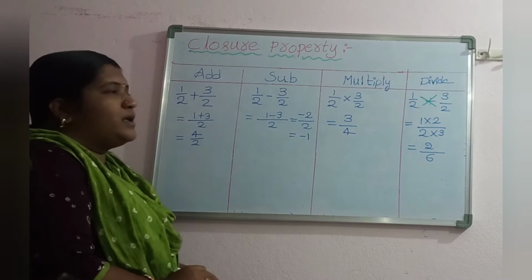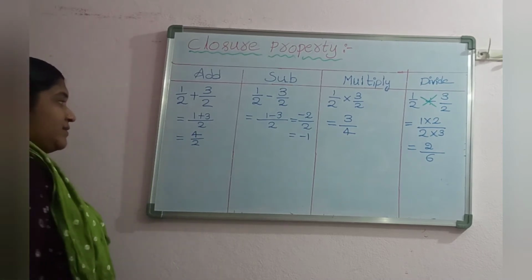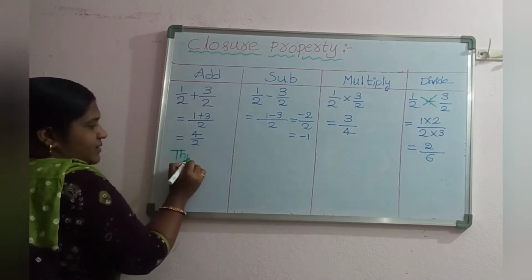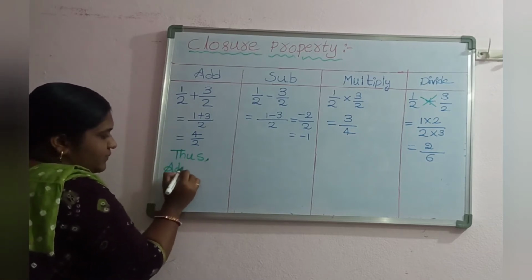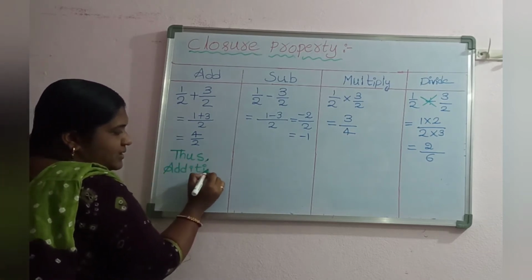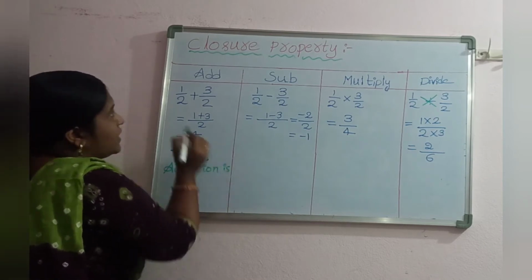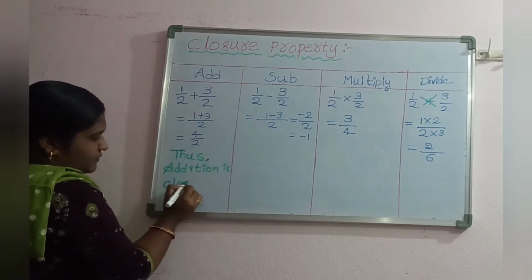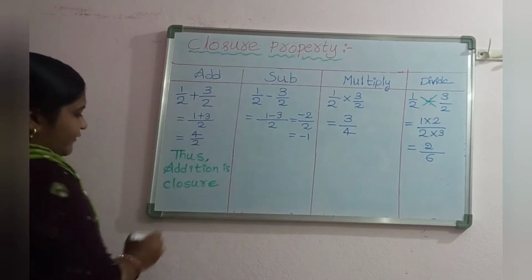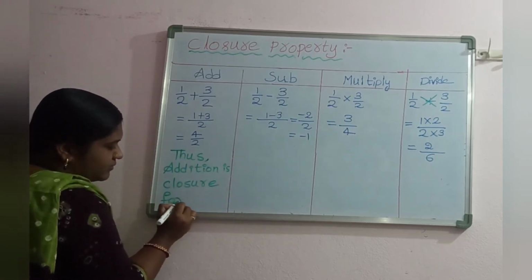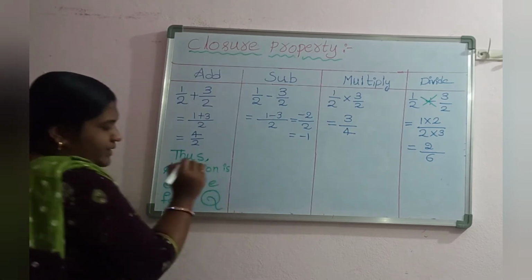So now we can say that addition is closed for all rational numbers.